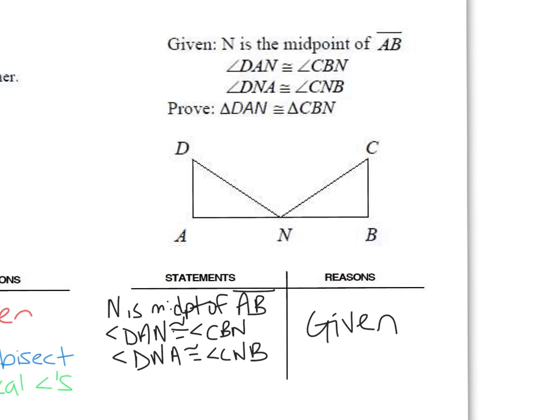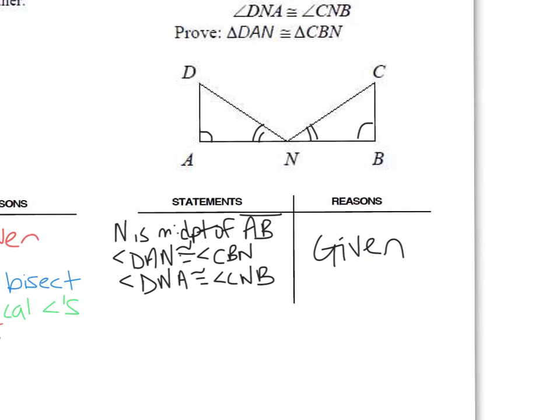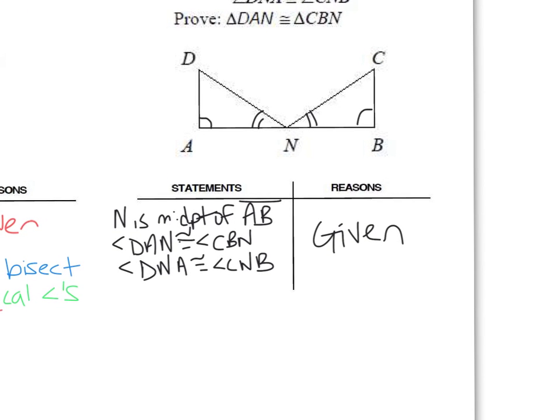For the angles, I'm going to go ahead and mark those. DAN is congruent to CBN, and then DNA is congruent to CNB. So I'm going to add those onto my figure, and now I need to see if I can make any other conclusions. So since they told me that N is the midpoint of AB, that means that these two segments are congruent to each other.